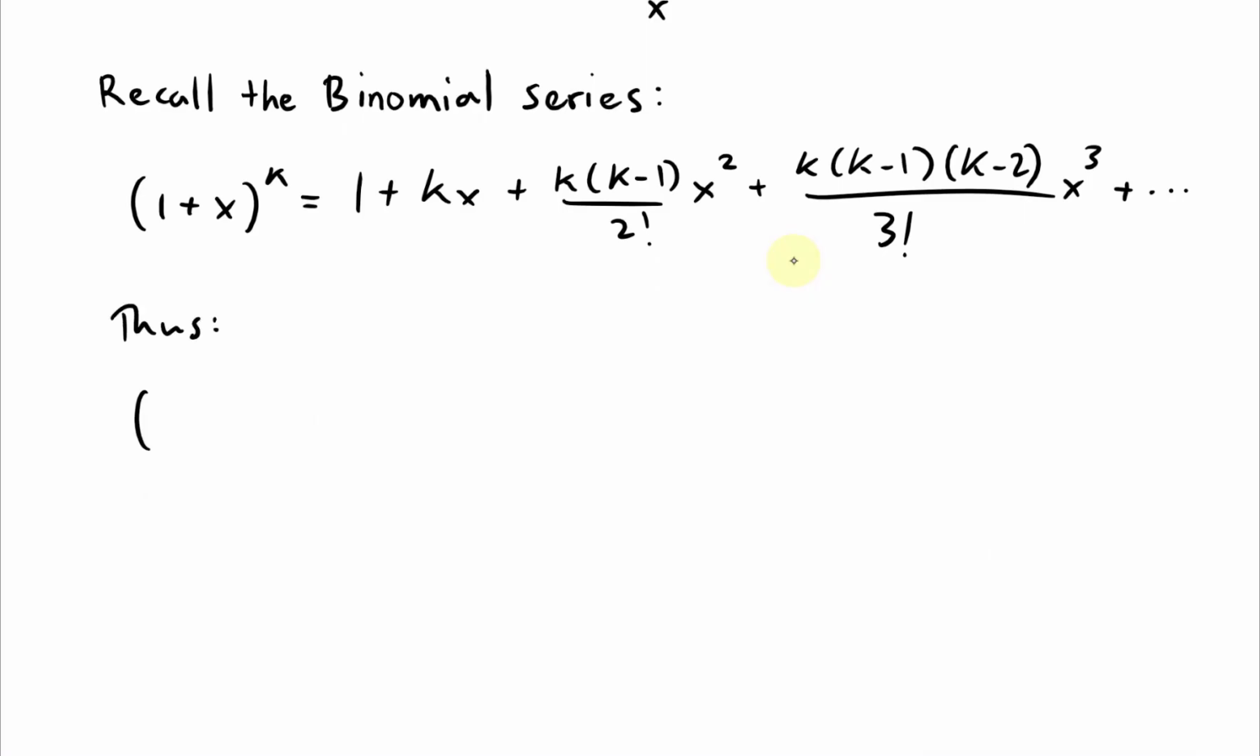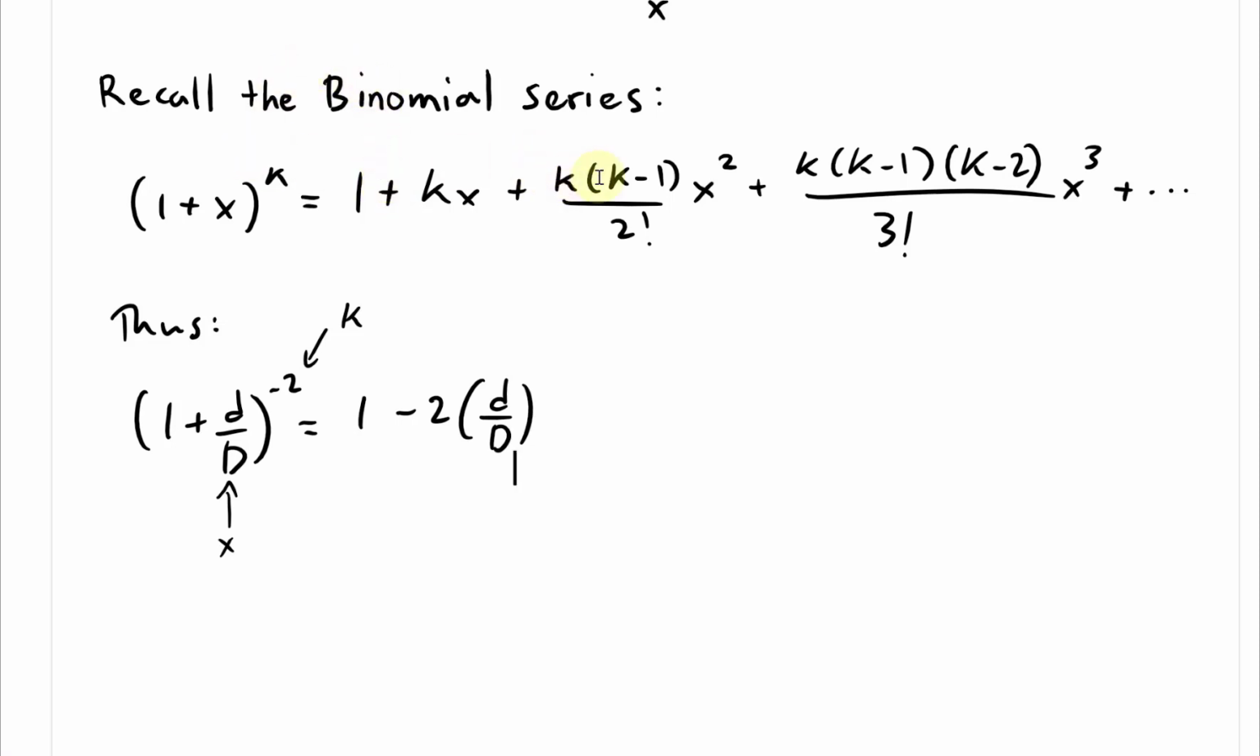Thus we're going to write this as (1 + d/D) to the power of negative 2. Again, this is our x, and k is negative 2. This is equal to 1 plus negative 2 times d over capital D. And then the next one is negative 2 times minus 3 over 2 factorial, times d over capital D squared.